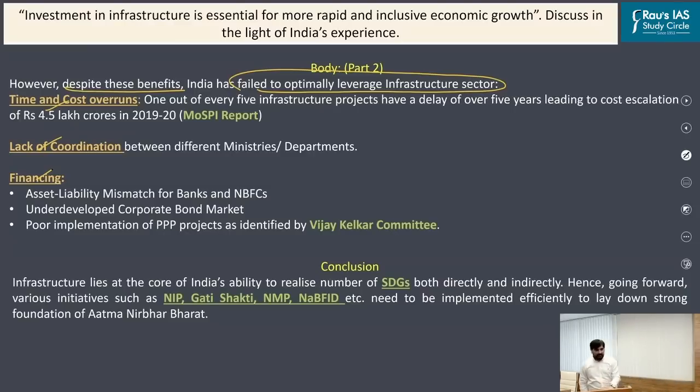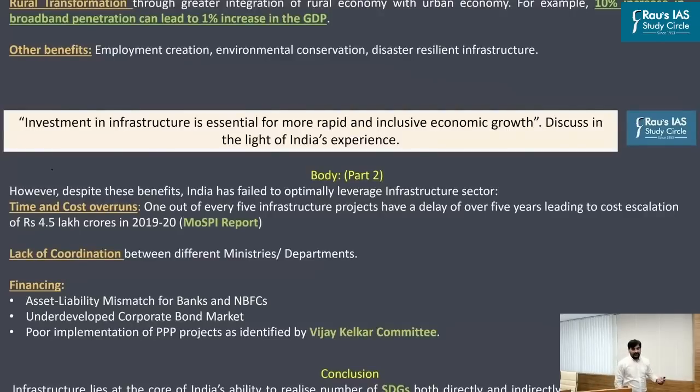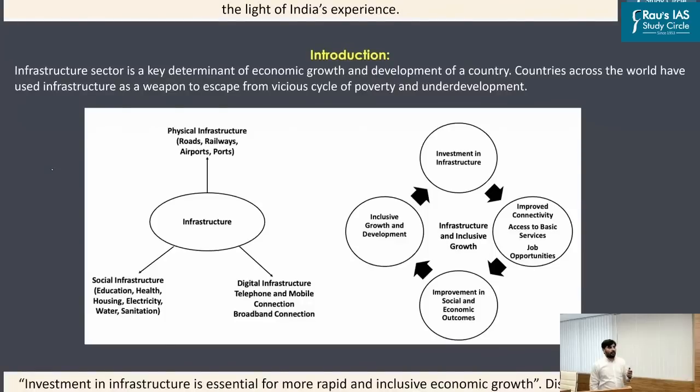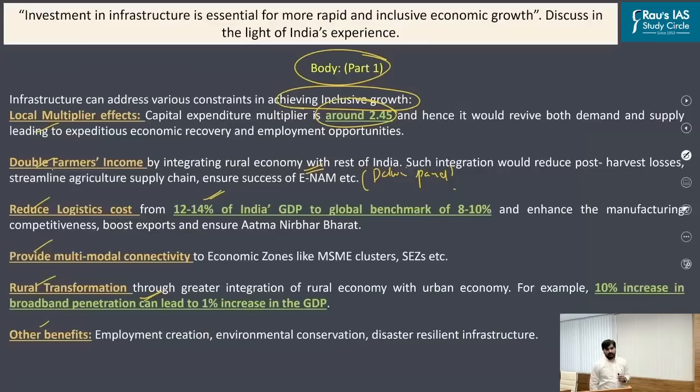Now, if you look at the number of words which I have used to write the answer, it is approximately around 280 words. So in 280 words, I have tried to highlight the different dimensions of the question. Are you clear with this, all of you?